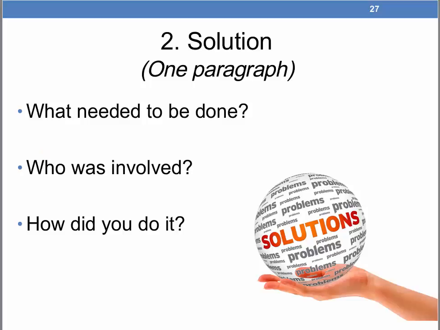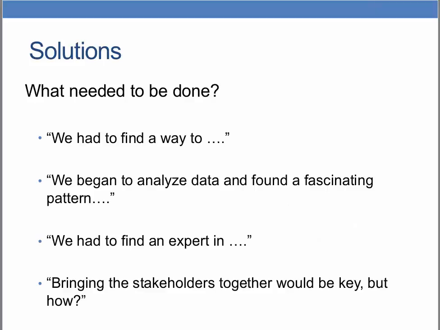Second paragraph could be the solution. So you've set up some kind of a problem, an issue, or an opportunity, and now we're going to go into what needed to be done. What was it that had to happen, that had to change, who was involved, and a little bit about how you did it. Not what the outcome was yet, but just what was going on in the solution and in developing the response to the issue that was out there.